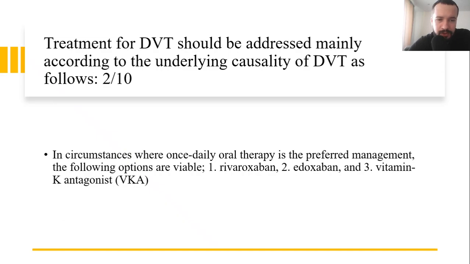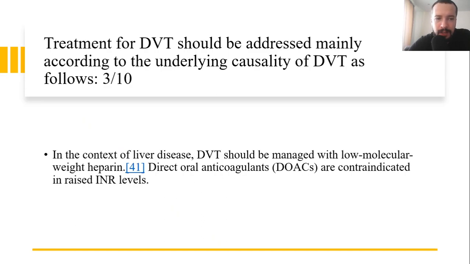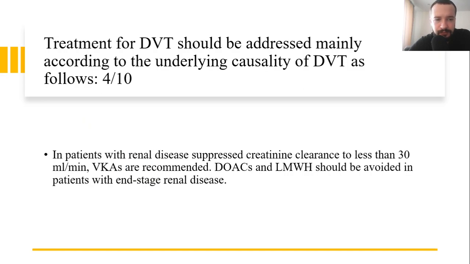Second point, in circumstances where only daily oral therapy is the preferred management, the following options are viable: rivaroxaban, edoxaban, and vitamin K antagonist. In the context of liver disease, DVT should be managed with low molecular weight heparin. Direct oral anticoagulants are contraindicated in raised INR levels. In patients with renal disease, with creatinine clearance of less than 30 ml per minute, vitamin K antagonists are recommended. DOACs and LMWH should be avoided in patients with end-stage renal disease.